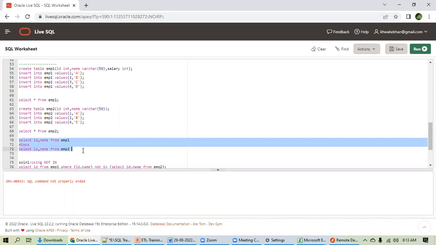Fine. Now tell me one limitation of minus where it fails. Where does minus fail, if you understood this? To find duplicate records. Good. It fails to find duplicate records. Now I'm telling you a very important thing. It happened in my project.